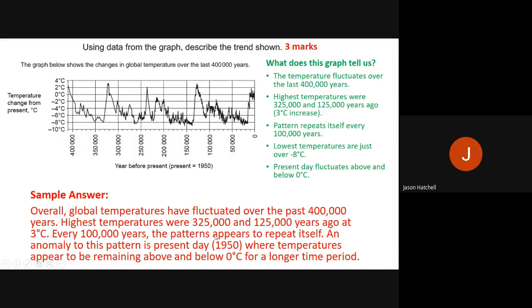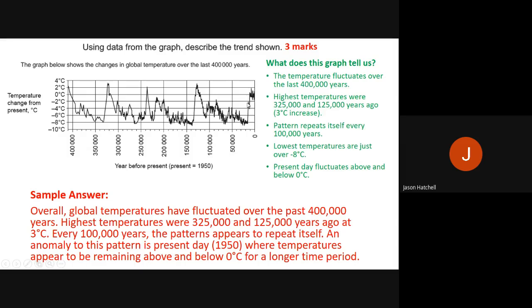Every 100,000 years, the pattern appears to repeat itself. So I get my second mark there for saying the highest temperatures and the pattern again. Finally, an anomaly to this pattern is present day, 1950. So I've picked out present day as an anomaly, where temperatures appear to be remaining above and below zero for a longer time period. If you look at today, where my mouse is now, the line is showing us temperatures are staying around zero for quite a while, compared to, if we look back along that line, the last 400,000 years, where the temperature didn't really stay there at all.